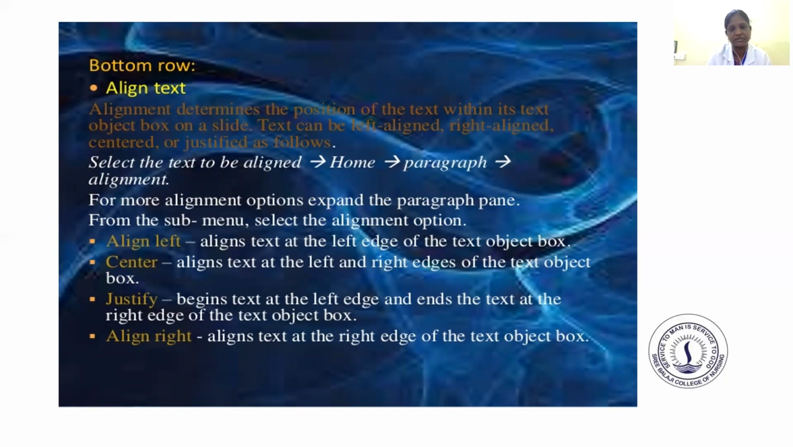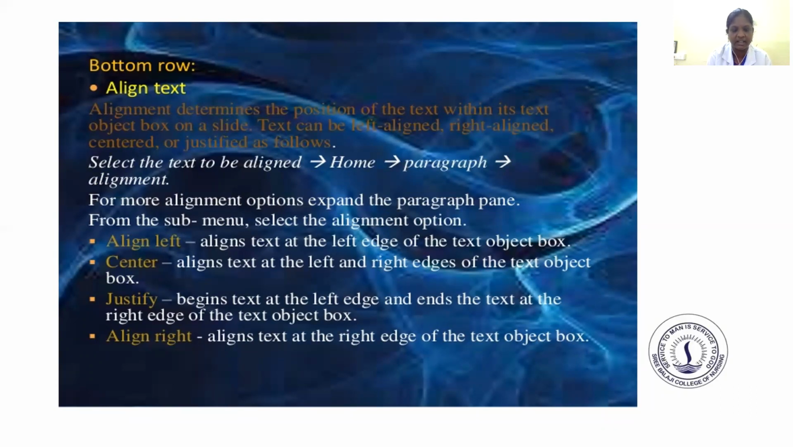The alignment determines the position of the text within the text object box on a slide. Text can be left aligned, right aligned, center, or justified as follows. Select the text to be aligned, go to the Home and select the paragraph and select the alignment. For more alignment options, expand the paragraph pane. From the sub-menu, select the alignment option: align left, center, justify, and align right.